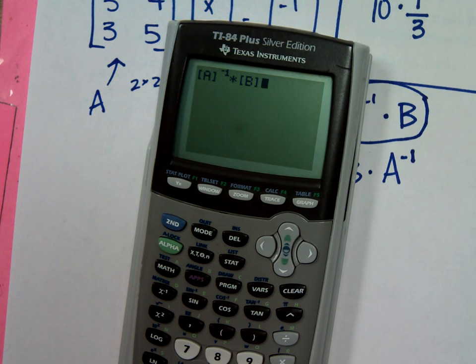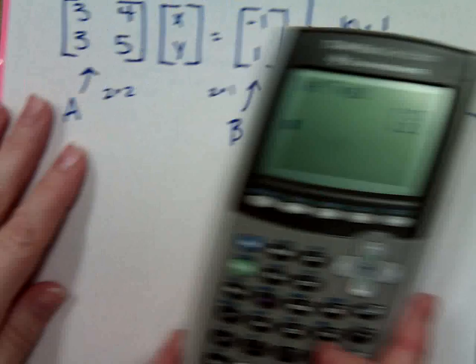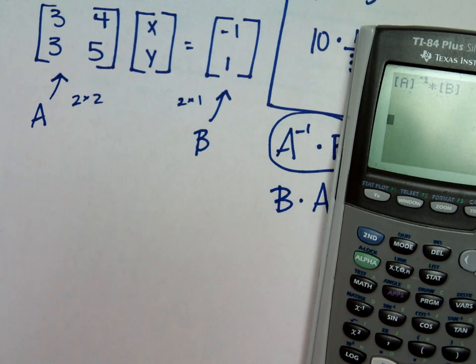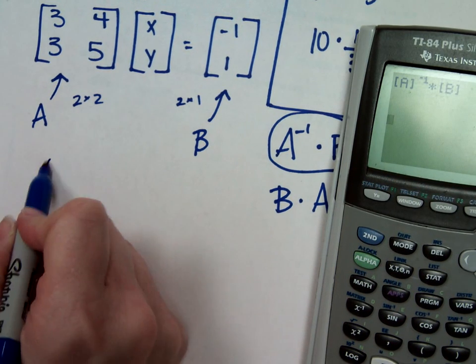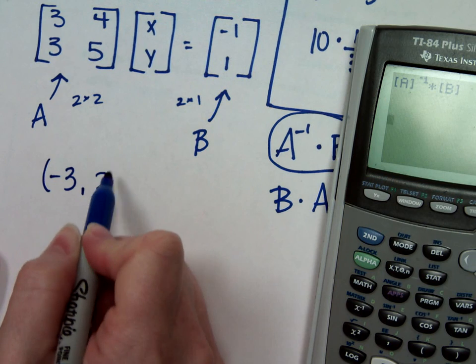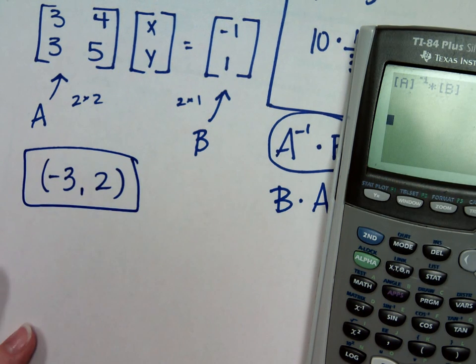All right, see that? And it's -3, 2. That means x is -3 and y is 2. That's my answer right there. -3, 2.